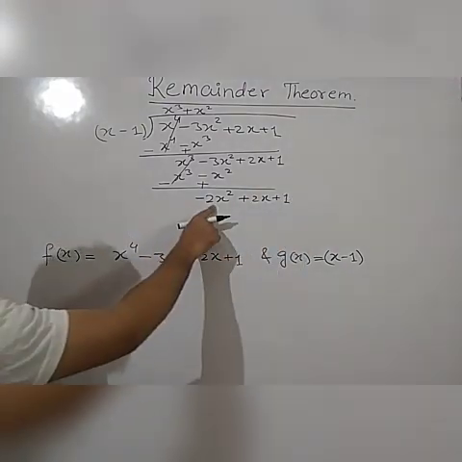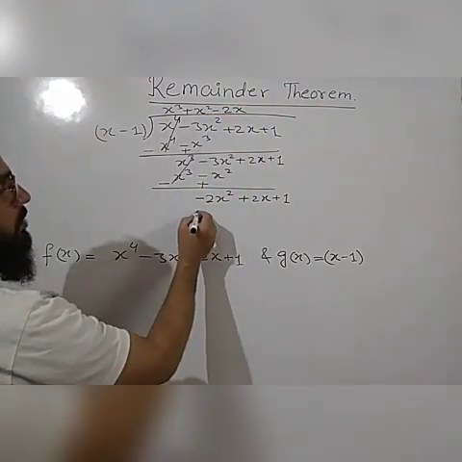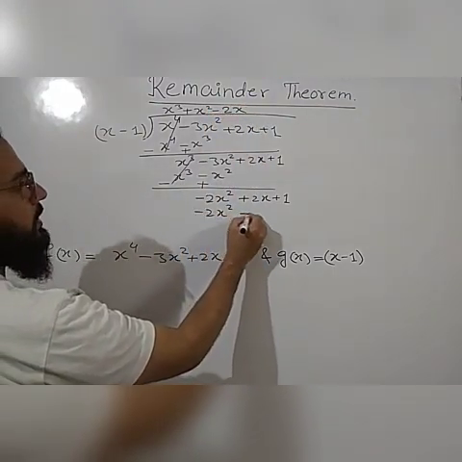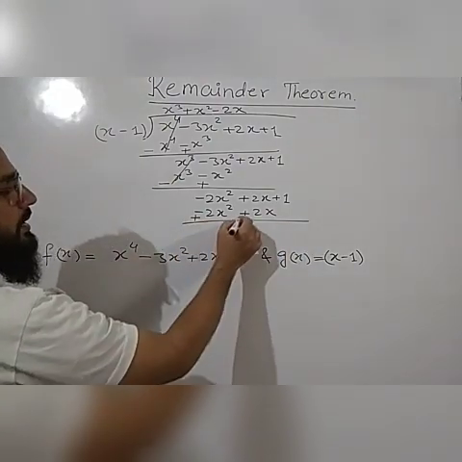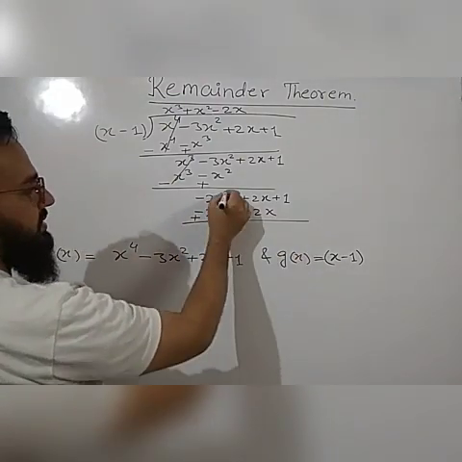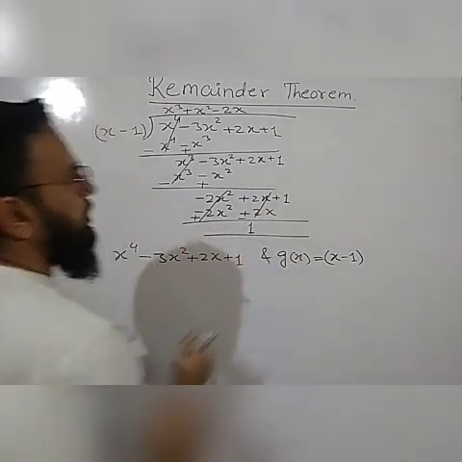Now it is minus 2x square. So we will divide it by minus 2x. So it will come out to be minus 2x square plus 2x. Now again it will be changing by sign. So it will be cancelled out. It will also be cancelled out and the remainder will be equal to 1.